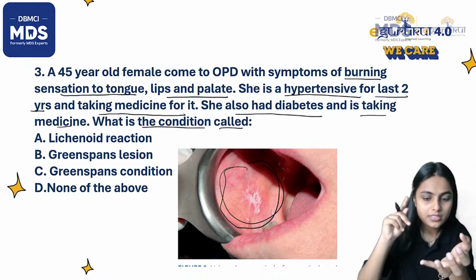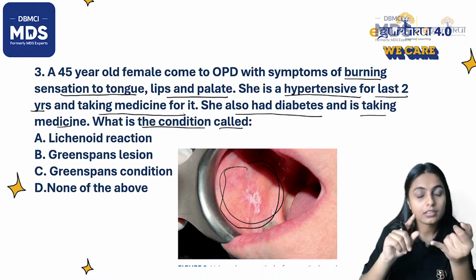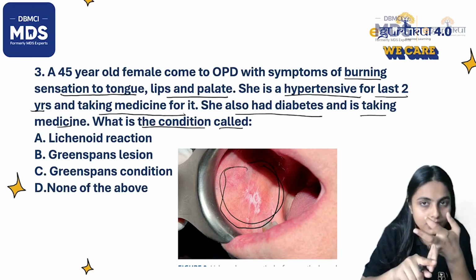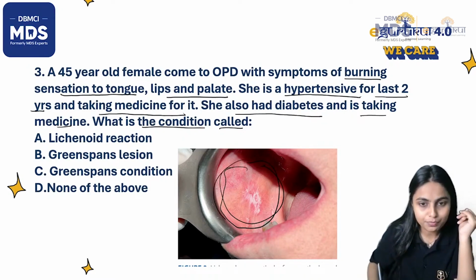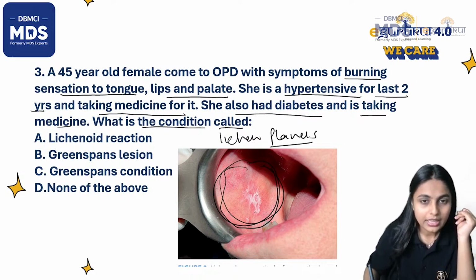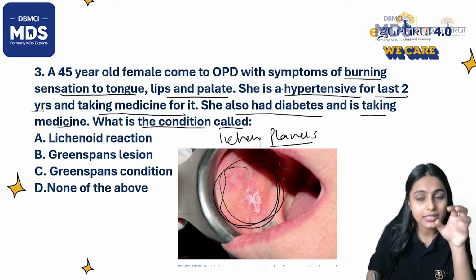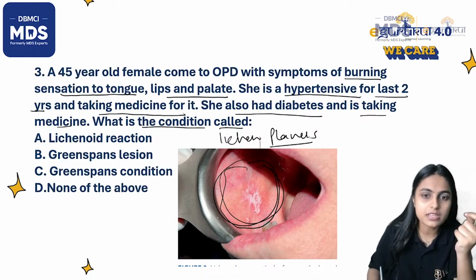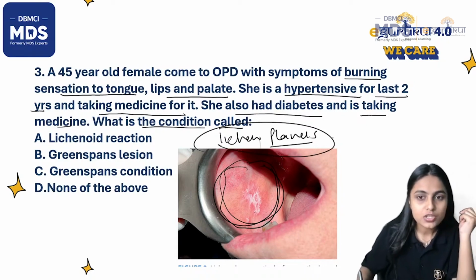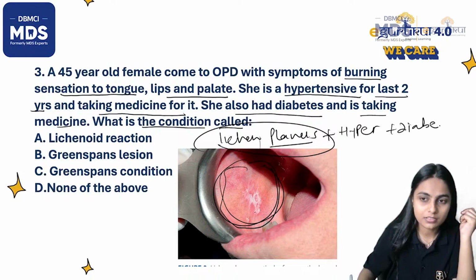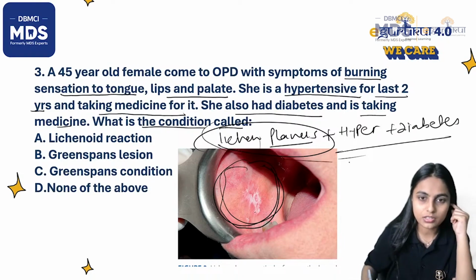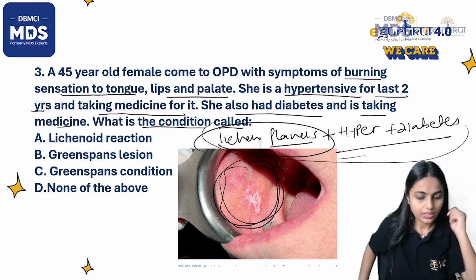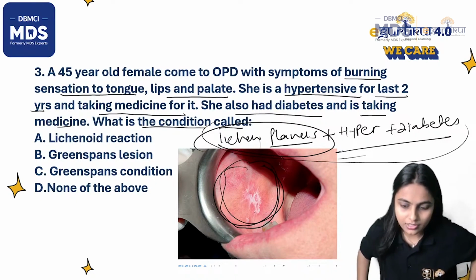The lady has diabetes, hypertension, and the picture that they have given is of lichen planus, because there are Wickham's striae. Plus they have mentioned that the lady has a burning sensation, so it confirms the diagnosis of lichen planus, right? So lichen planus plus hypertension plus diabetes. What is this condition called?